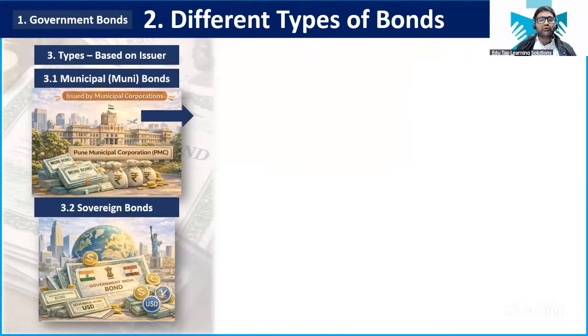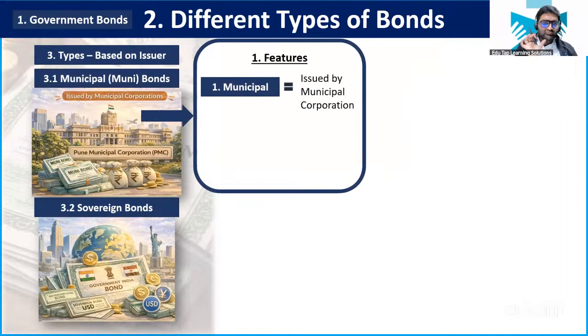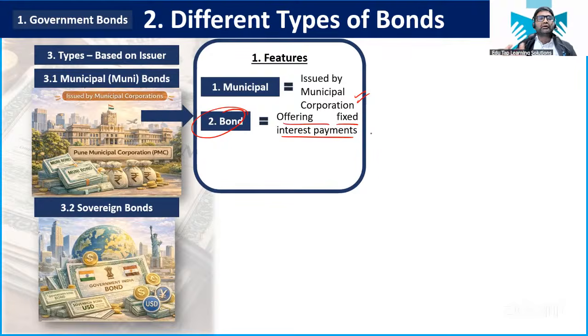This muni bond, municipal bond, is called muni bond because it is issued by the municipal corporation, or the district or local area government. Again, I am reminding you again and again, because whenever you hear the word bond, you should be able to give a phrase to it. As I said, always in finance you should be able to give a phrase to each and every term, then you have understood finance. So bond means offering fixed interest payments or fixed income.